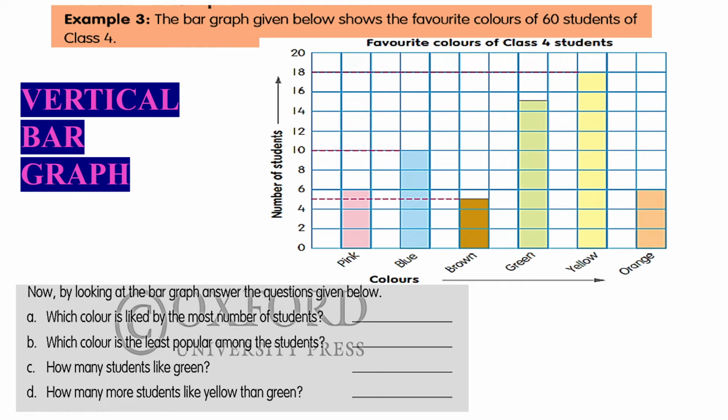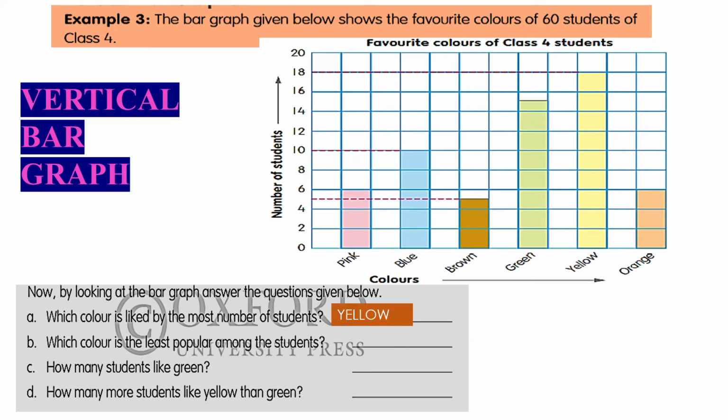The bar graph given below shows the favorite colors of 60 students of class 4. This is a vertical bar graph, as we can see in the picture. Now by looking at the bar graph, answer the questions given below. Which color is liked by the most number of students? As we can see in the bar graph, yellow is liked by most of the students. 18 students liked yellow. So yellow is the answer.